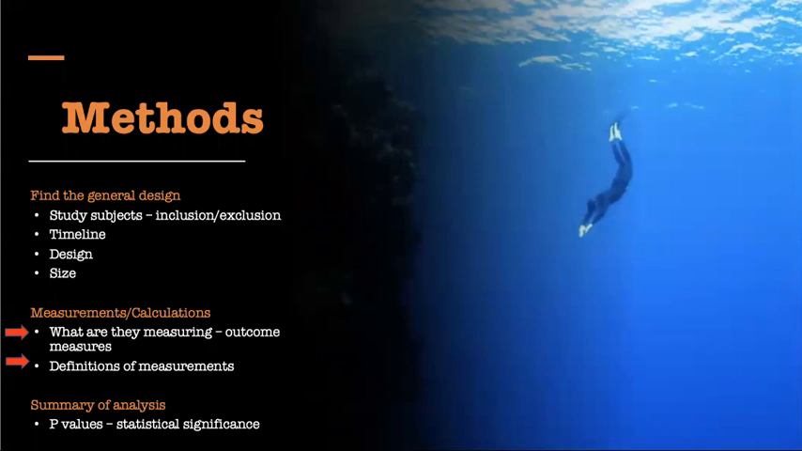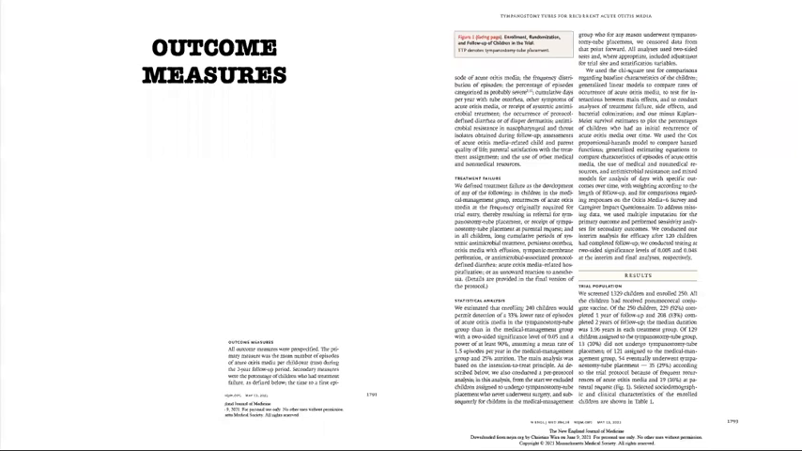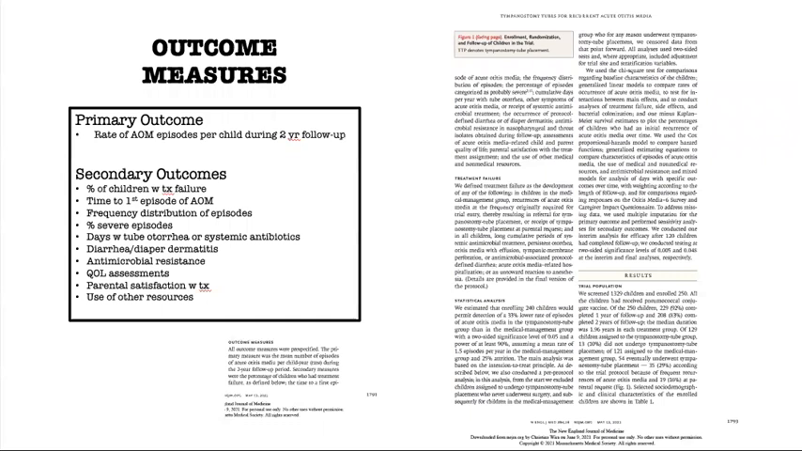Okay, so let's talk briefly about the outcome measures. What exactly were they measuring for these little patients of ours? What did they define as success or failure? Those are called outcome measures. So now let's look at the bottom of page 1791 and then the top of page 1793, okay? This is where they define what exactly they're measuring. With outcome measures, you have primary outcomes and secondary outcomes. So let's go over it. The primary outcome that they are measuring in the study is the rate of AOM episodes per child during the 2-year follow-up after their treatment.